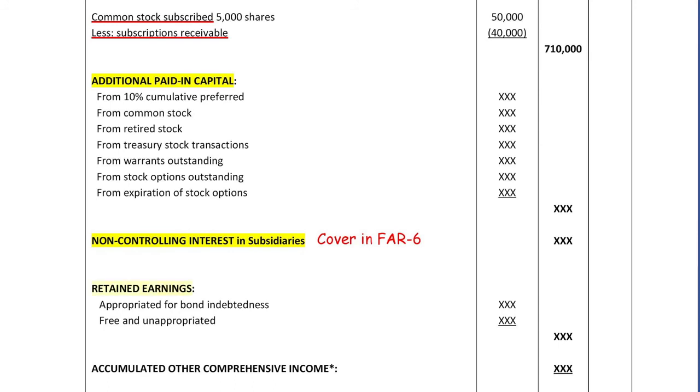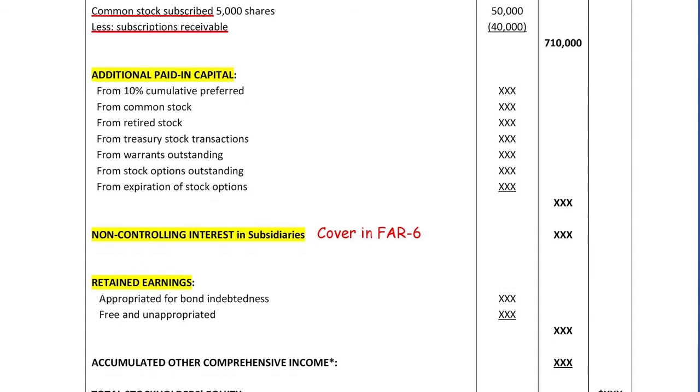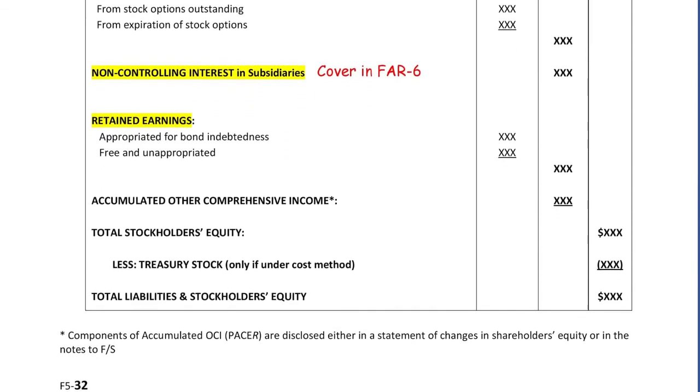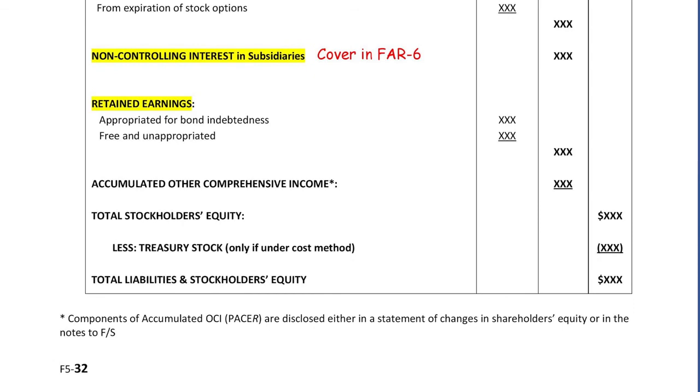Next, retained earnings. So you have beginning retained earnings plus any adjustments becomes adjusted beginning retained earnings plus net income minus dividends gives you ending retained earnings. Now here retained earnings could be appropriated or they could be free and unappropriated, so that you could pay out dividends from that portion.